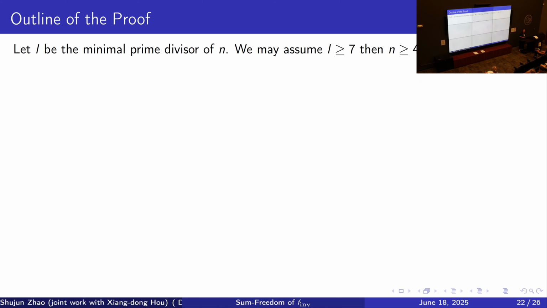So here is the outline of our proof. So we start with the prime divisor of n. We denote it by L, and we say that L is greater or equal to 7 because by previous results, when L is 2, 3, or 5, it's already done. And we could assume n is greater than 4L plus 7 because by previous results, when n is less than 27, it is done.